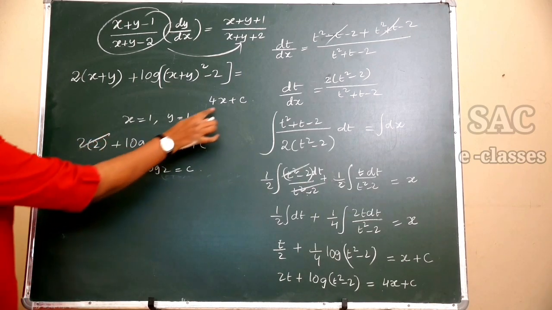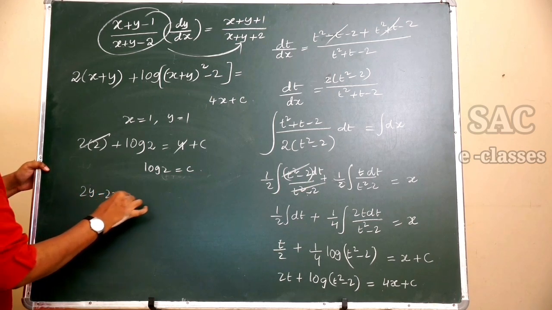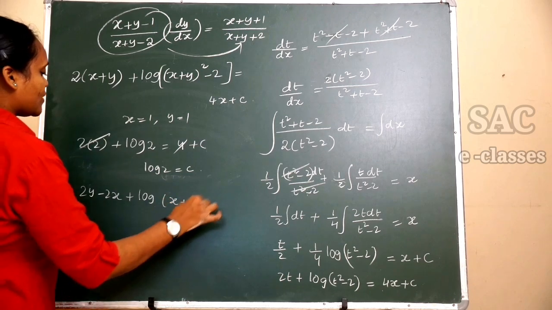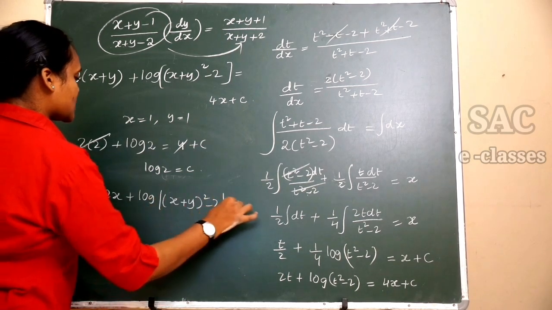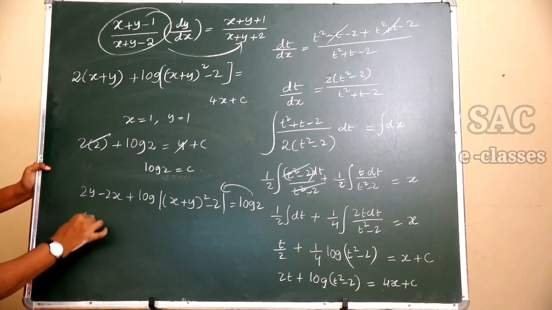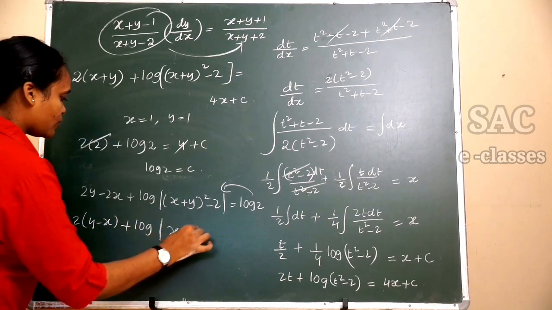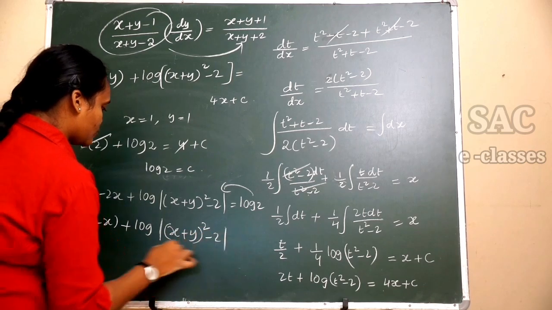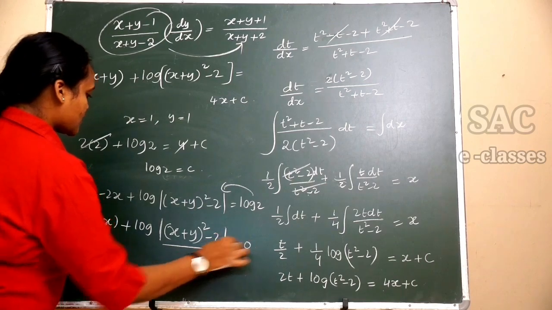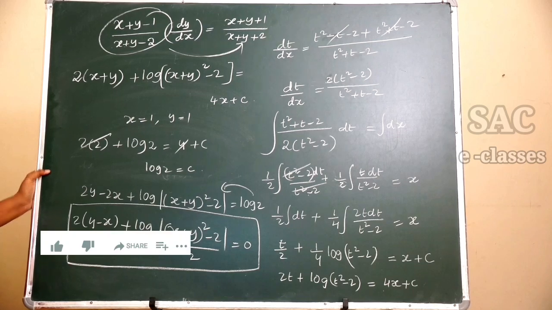Let us simplify this one by transposing this 4x to this side. You may get 2y minus 2x plus log of y plus x plus y whole square minus 2, which is equal to log 2. Transpose this log 2 here. 2 into y minus x plus log of x plus y whole square minus 2 by, because log a minus log b is log a by b, which is equal to 0. This is the solution of the given differential equation.